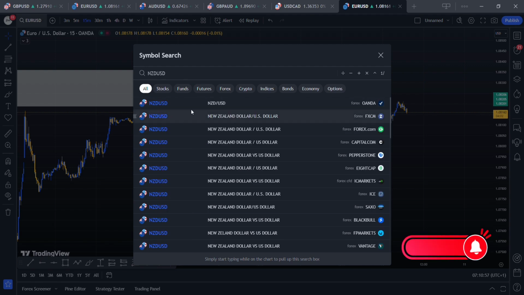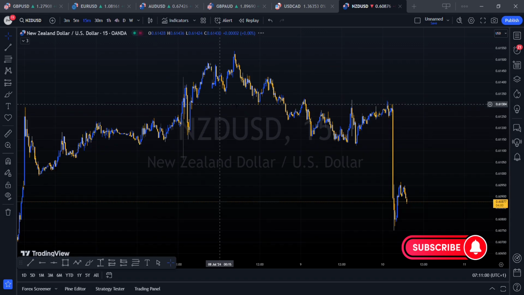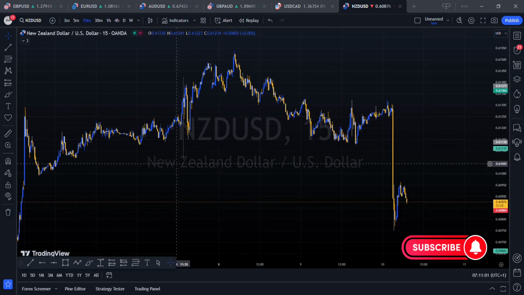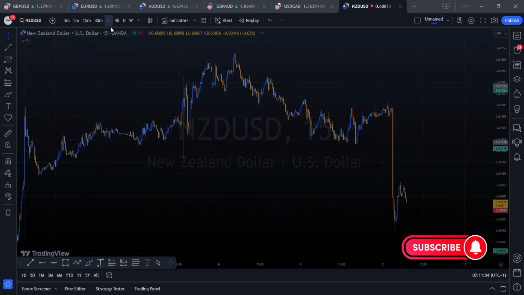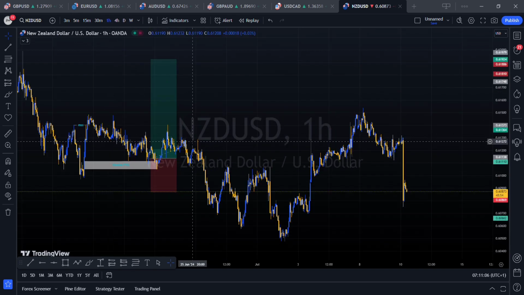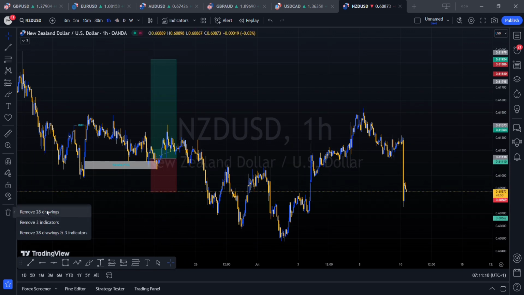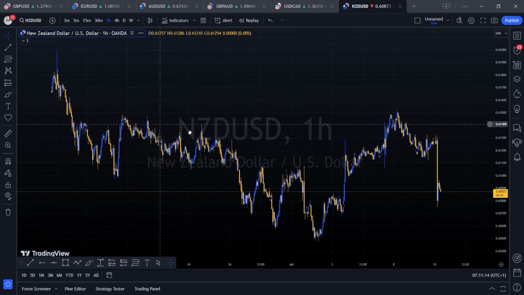Now let's check the USD. Currently this is USD. Now let's look at the 1 hour time frame. Now how do we identify our resistance and support? Let me clear all the drawings and everything that is on here. Good. So how do you identify resistance and support?